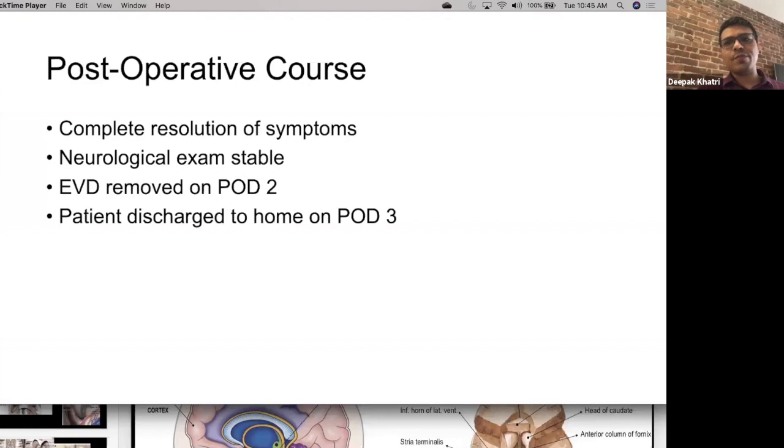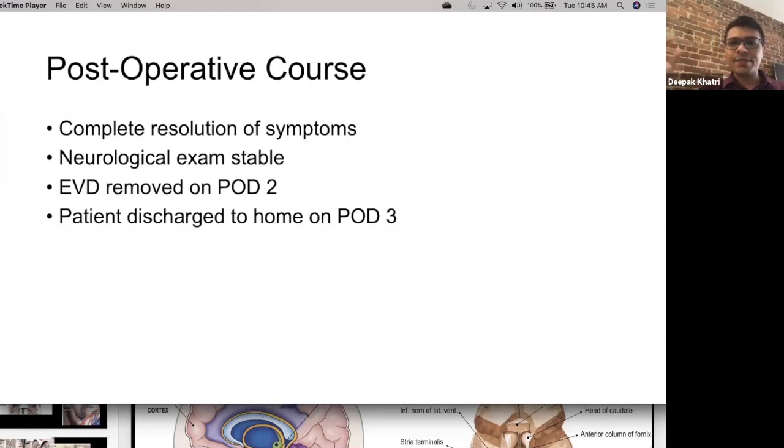Let's just say the patient bleeds on post-operative day 0 or post-operative day 1, and you have no way of knowing that the patient is bleeding unless you do a scan or the patient deteriorates. So we put in an EVD. It's a simple tube which we leave inside the brain, and it drains the CSF at a particular pressure which we can set.